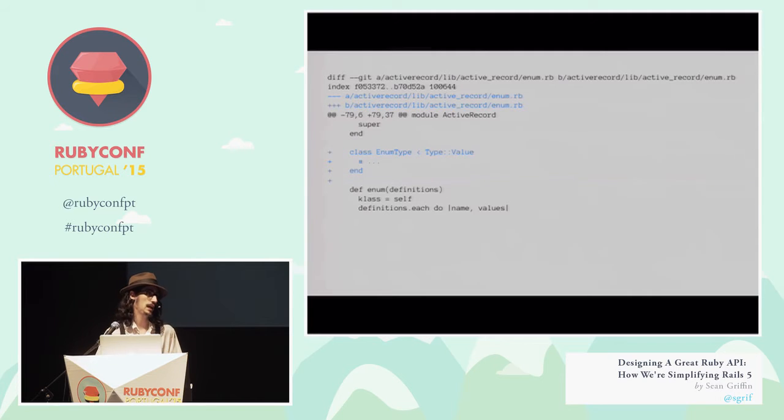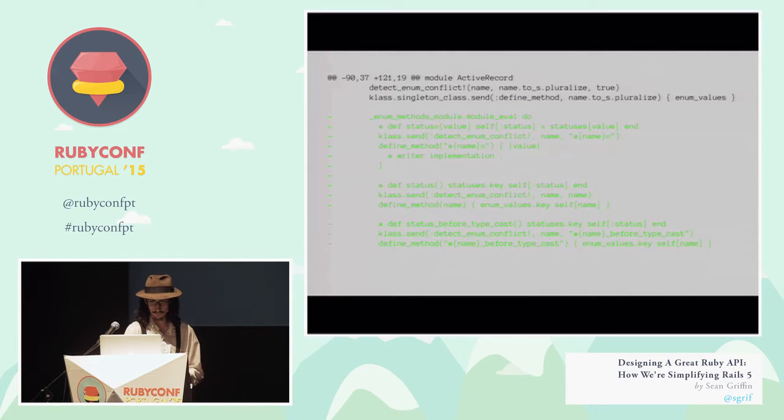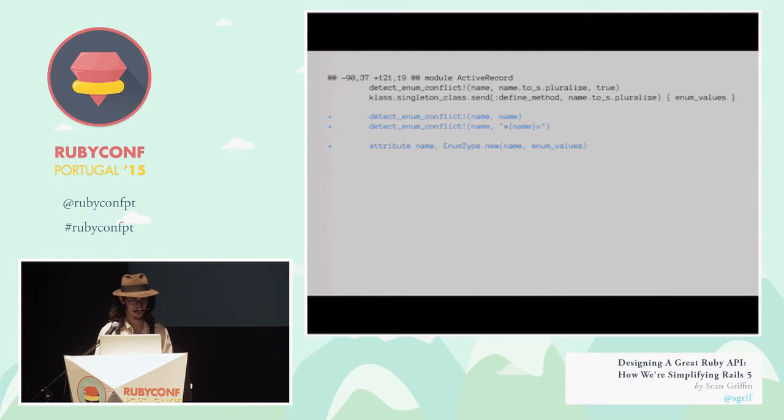So enum became now pretty easy to implement in terms of this new API. We moved all the logic into a type, which I've omitted the body of for brevity, but it is basically a shorter version of all of those blobs that I showed earlier. And we remove all of those blobs. Again, all of these are abbreviated for brevity here. And this is what we replace it with.